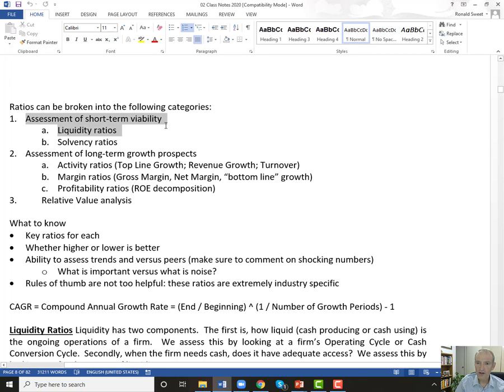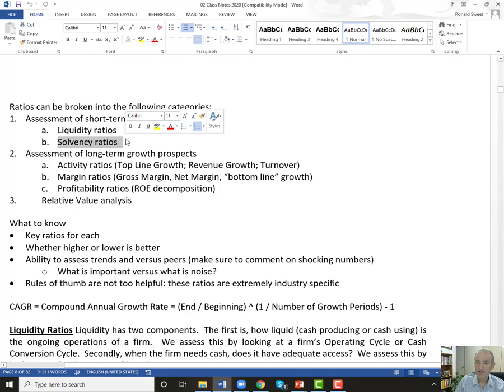So we're going to start off looking at short-term viability. Will this firm survive for the next 5 years? Or are they about to go insolvent? Now, the firms I'm giving you will score very well on liquidity and solvency, but I still want you to go through the analysis. All right? So liquidity is, do you have the cash to pay your bills?